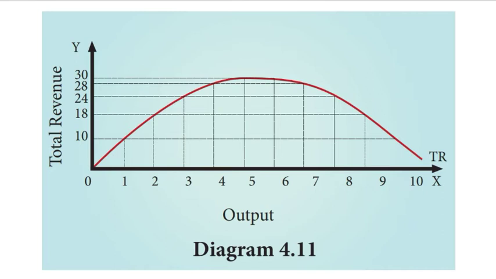Total revenue can be obtained from the demand function. When P = 1, Q = 10, total revenue is equal to P × Q = 1 × 10 = 10. When price is equal to 3, quantity is equal to 8, total revenue is equal to 24. When price is equal to 0, quantity is equal to 1, the total revenue is equal to 10.